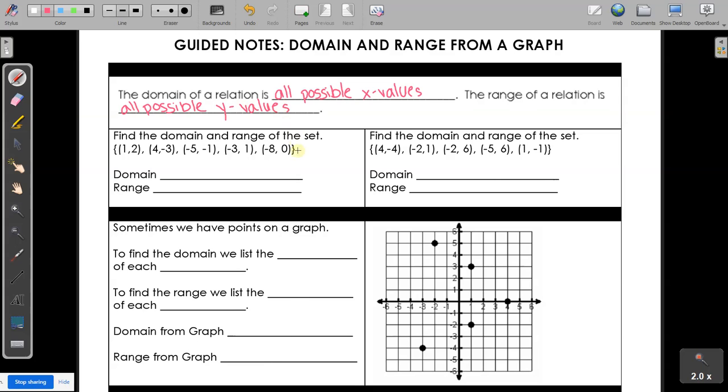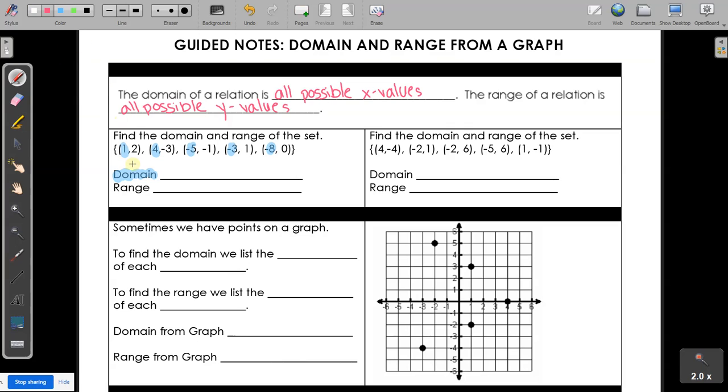So let's look at a set of points. We need to find the domain. The domain here are all the x values. So our domain, we're going to take all of our x's. Remember, we go x comma y, so it's the very first value of each point.